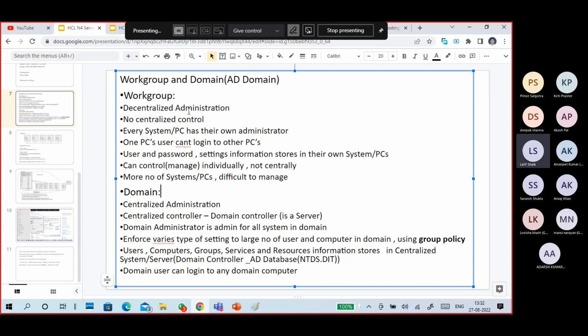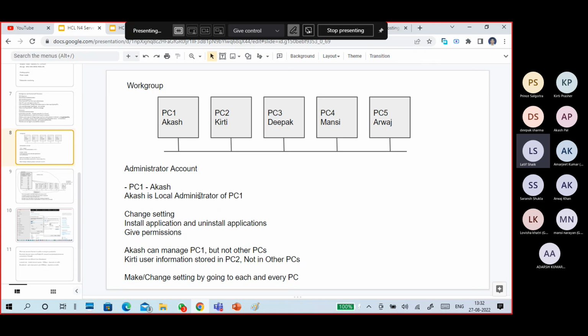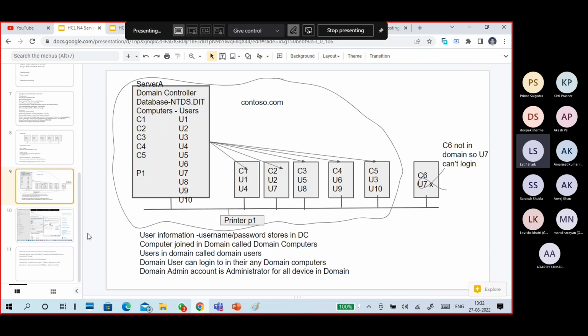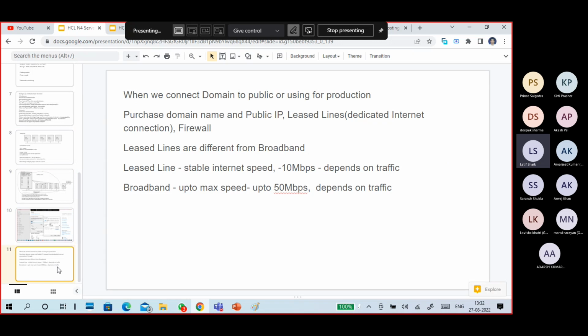Okay, so that is a work group and domain. This is the explanation of work group. This is the explanation of domain. Okay, this is the explanation of domain purchasing.